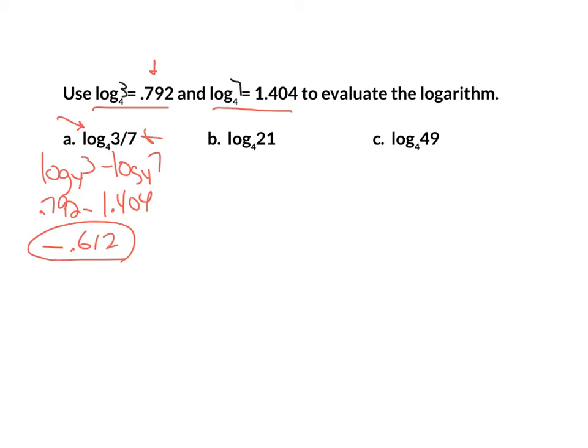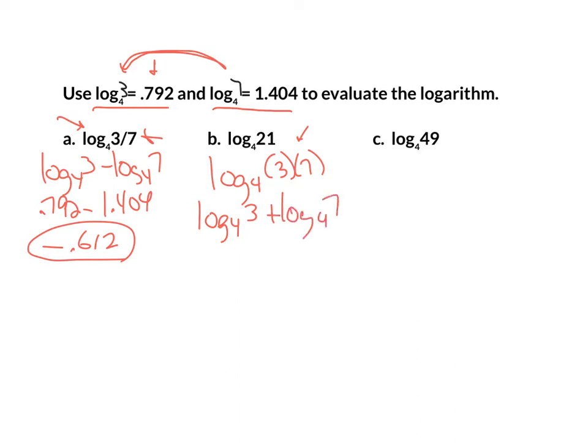All right, let's try the second one. Second one says log base 4 of 21. Now, what I've got to do is figure out how to get 21 using 3 and 7. That's not really hard. If I do 3 times 7, that is 21. So I have multiplication in there. Because I have multiplication, I can break that up using addition. I'm going to say log base 4 of 3 plus log base 4 of 7. Last time I did subtraction because I had division. This time I'm using addition because I have multiplication. Log base 4 of 3 is 0.792. Log base 4 of 7 is 1.404. If I punch those in and add them up, I get 2.196. And there's that one.